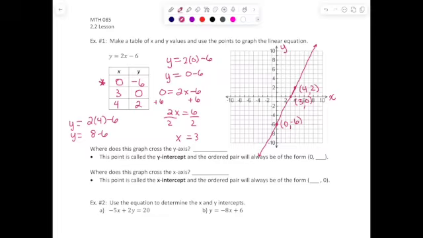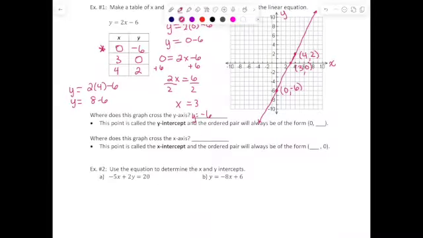So where does this graph cross the y-axis? Here's the y-axis. Remember, we talked about that. And it wants to know where it crosses it. And this crosses it right at that -6 value. So at y equals -6, that's where it crosses. And this is called the y-intercept, and the ordered pair will always be in the form 0, -6.